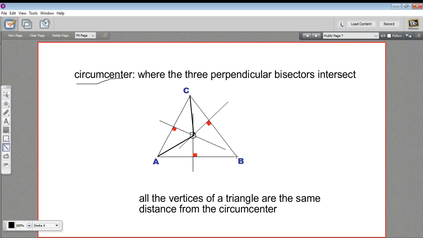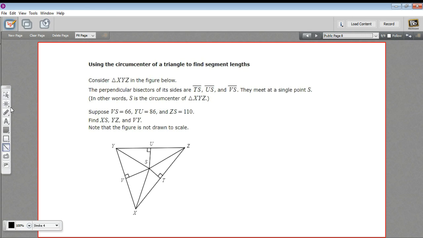So if you measured these lines from A to the center, B to the center, C to the center, they would all be exactly the same length. And it's this property of a circumcenter that we're going to need to know to solve the problem. Let's take a look at the problem we've got here.